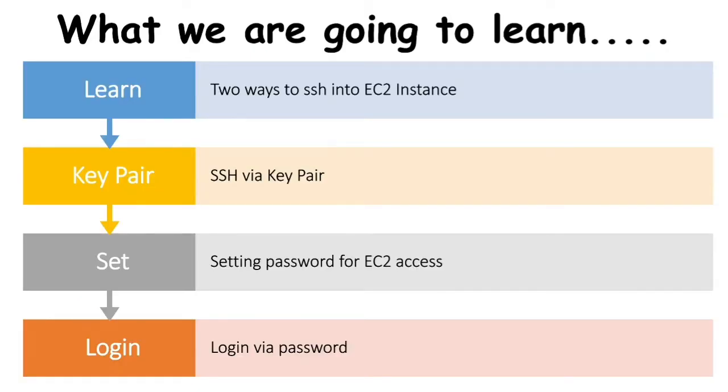First of all, we will be looking at the two ways of SSHing into our EC2 instances. First with a key pair, and the second one is keyless access, which is with the help of a password. Then we will be looking at the command with which we can SSH into our EC2 instance with the key pair. This is something which we have been doing since long in our hands-on series. Then we will be looking at the commands with which we can set a password for our EC2 instance. And then we will finally be logging into our EC2 instance with the help of that generated password.